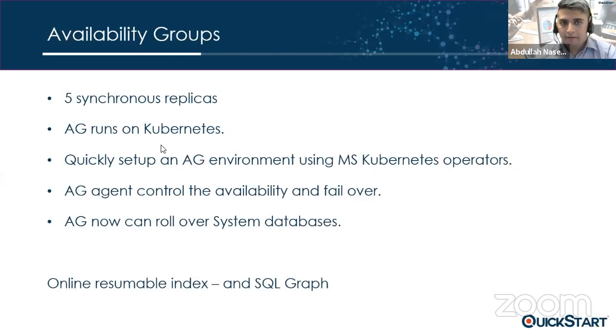Huge changes in availability groups. First of all, finally, we have 5 synchronous replicas. So that's interesting. Previously we had 1 primary and how many secondaries? I think it was 3 secondaries. Now you can have 1 primary and 5 secondary synchronous copies. Or maybe it was 1 primary and 4 synchronous copies, something like that. But the number has increased. That's the point. And that's big news, right?